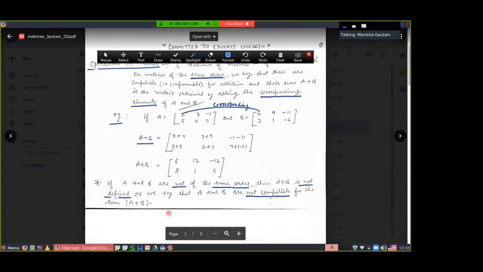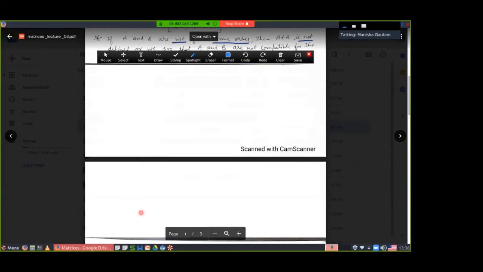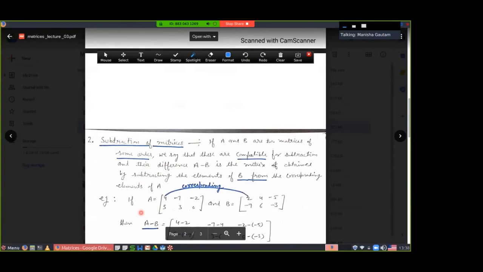An important point: if A and B are not of the same order, then A plus B is not defined. It means you can't add A and B, or we say that A and B are not compatible for the sum A plus B. Now the second operation is subtraction of matrices.